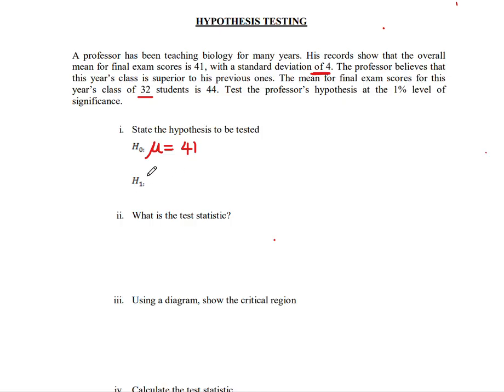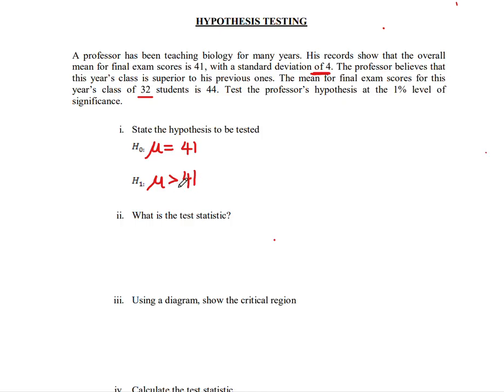And the alternate hypothesis, H1, represents the proposition or idea that is being put forward as a challenge to the null hypothesis. And that is that the mean is greater than 41, because the professor believes that this year's students have performed superior to students in previous years. So this therefore gives us a one-tailed test.